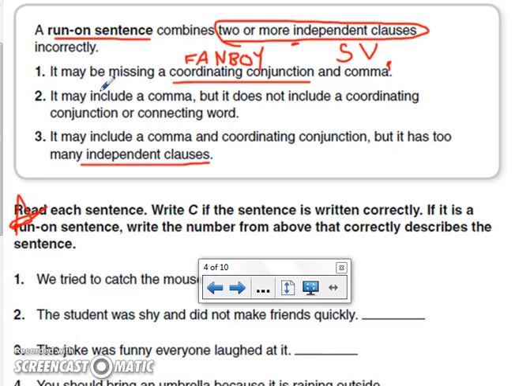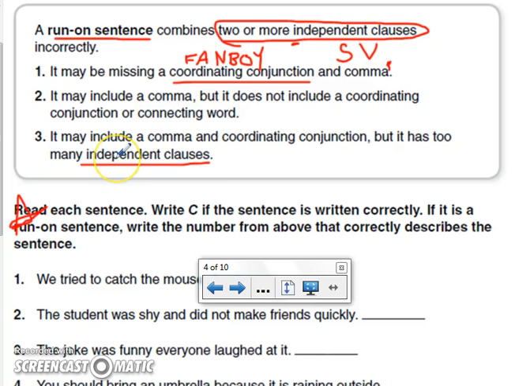But now we have to decide, like, what did I do wrong? How can I change it as a fourth grader? How will I know I'm wrong? Well, you might have noticed that you forgot to put a fanboy. You forgot to use a coordinating conjunction. You might have also forgotten to put a comma. It may include a comma, but guess what? You forgot a coordinating conjunction or a connecting word.